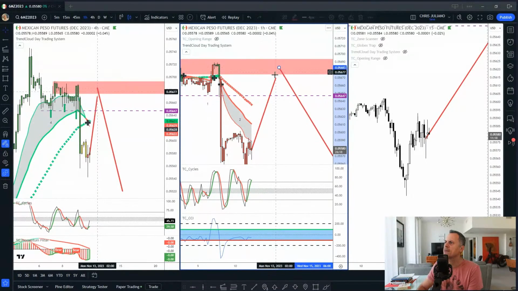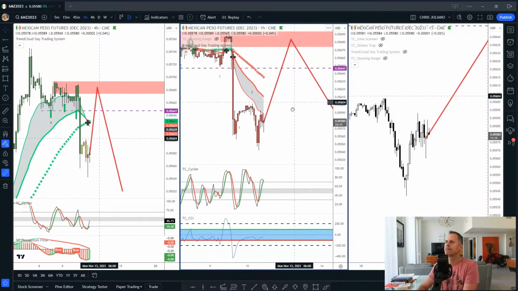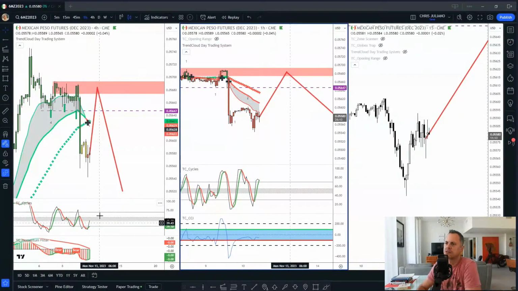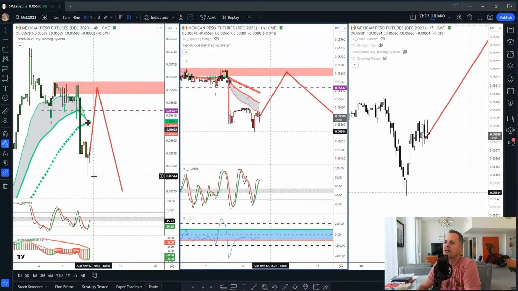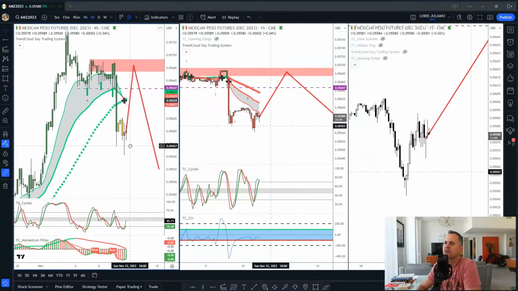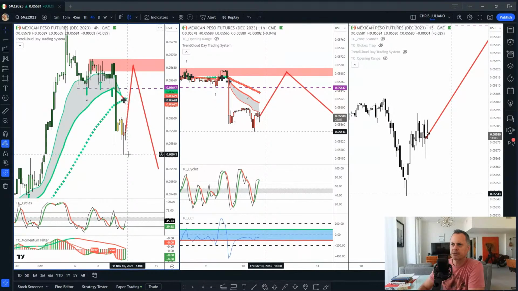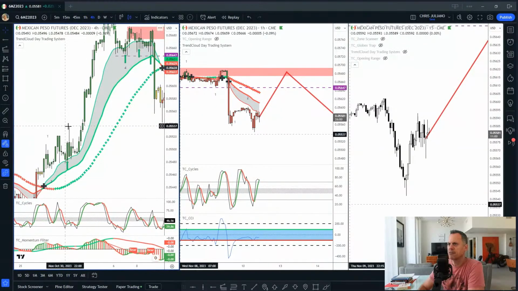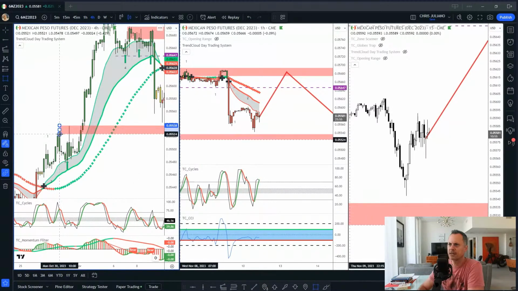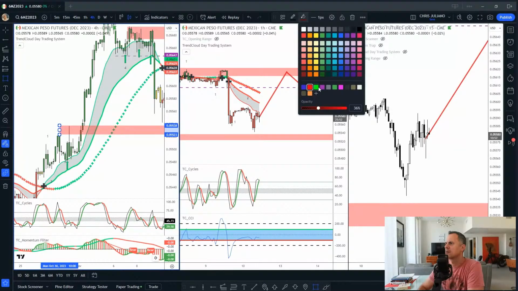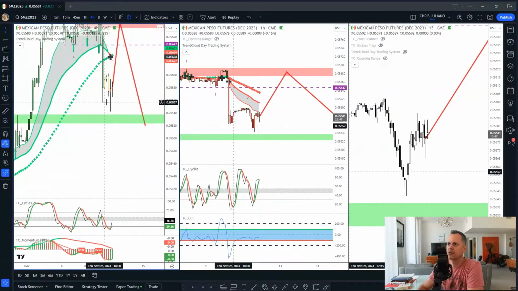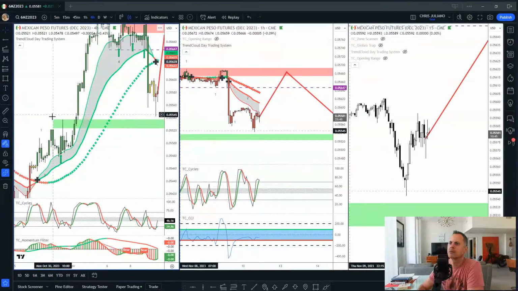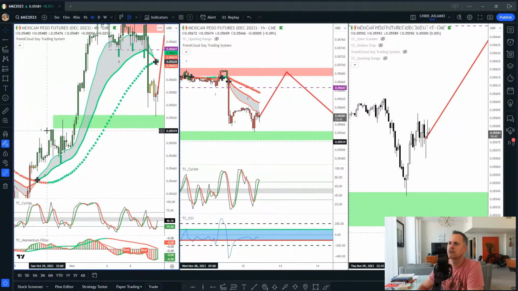So we may have something that looks like this, guys, because this is like a deep pullback on that high time frame. Where did it pull back to? Kind of just pulled back to this little support level. Kind of just pulled back to here. Previous resistance becomes support, right? We'll draw it like that.